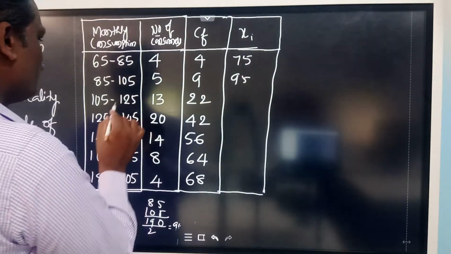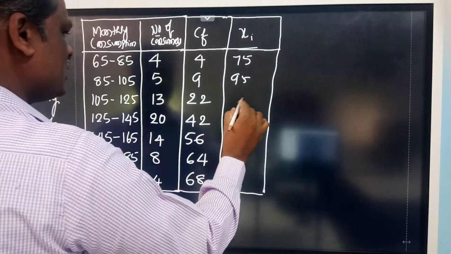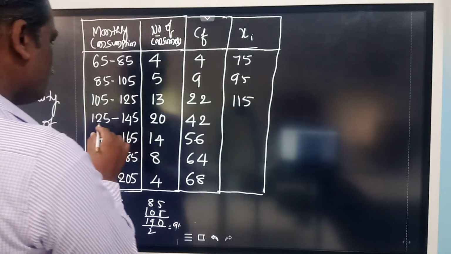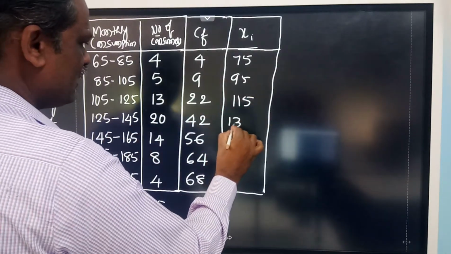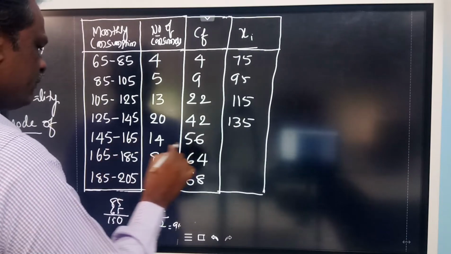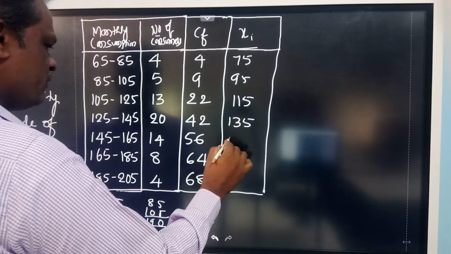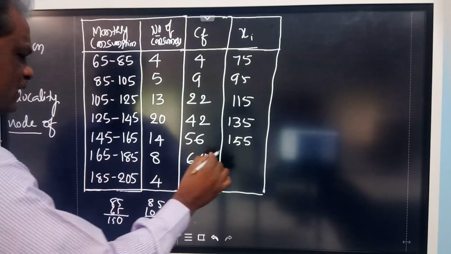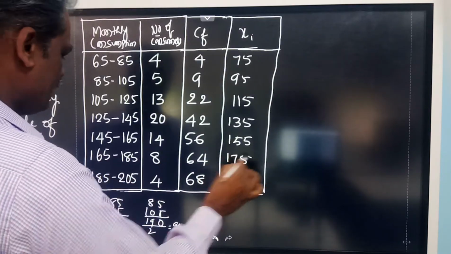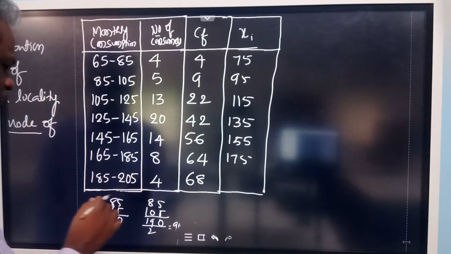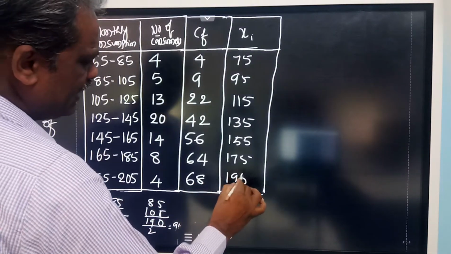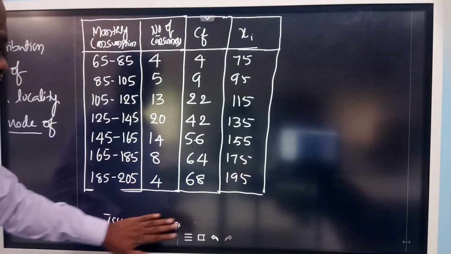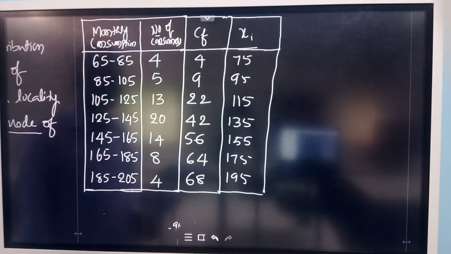Then similarly, 105 and 125, it must be 115. 125 and 145, it must be 135. 145 and 165, it must be 155. 165 to 185, it must be 175. Between 185 and 205, it must be 195. So we calculated the xi.